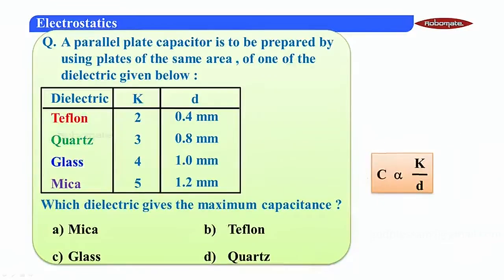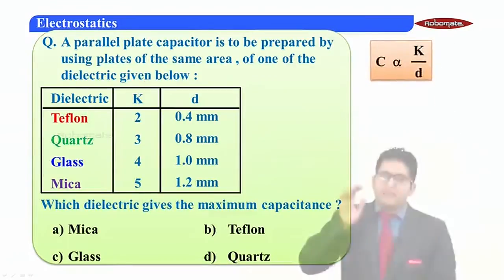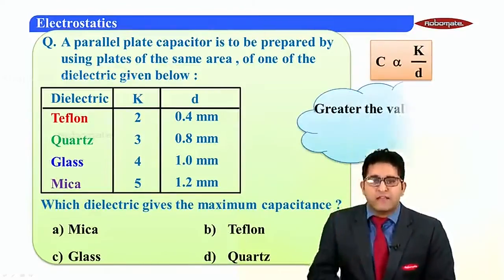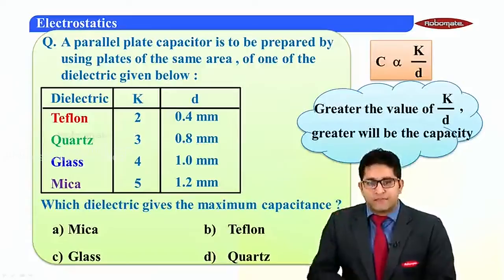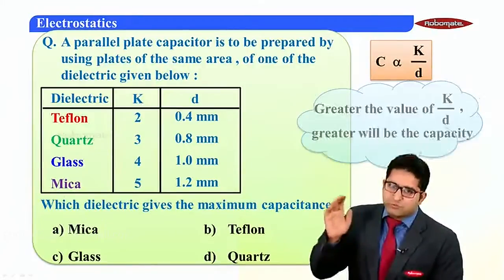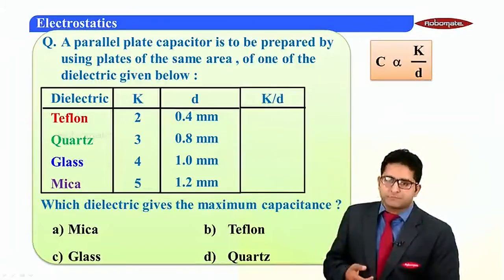Now take this ahead. As C is directly proportional to K by d, greater the value of K by d, greater will be the capacity. So we'll calculate K by d in each of the following cases. Let us move further and calculate K by d.